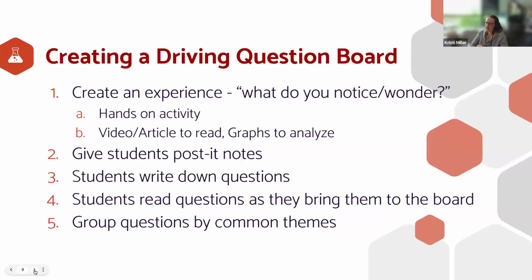But what's particularly powerful about the driving question board, what I really love about it, besides developing the skill of asking questions, I think that's a key piece, is when you come back to it periodically. You can't just do it at the beginning and then never talk about it again, right? You have to keep coming back to the driving question board. Okay, what can we answer now? Now that we've done some learning, which of these questions can we answer?